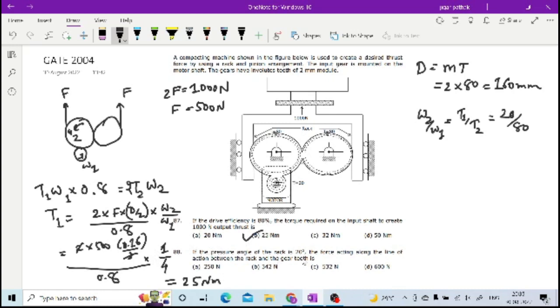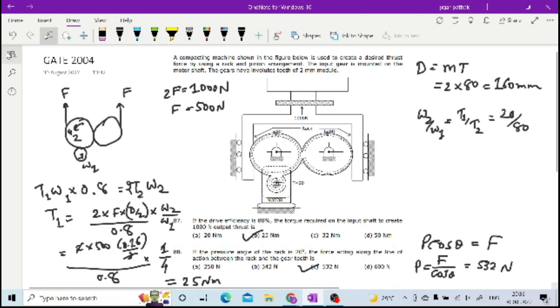Now here, if the pressure angle of the rack is 20 degree, find the force acting along the line of action between the rack and the gear teeth. So for that we are having a relation, and that is nothing but P cos theta is equal to F, right? So once you use this, you can find P is equal to F upon cos theta, where your theta is given as 20. It's 532 Newton. 532 Newton, correct. So this is how you can solve this kind of question, right?